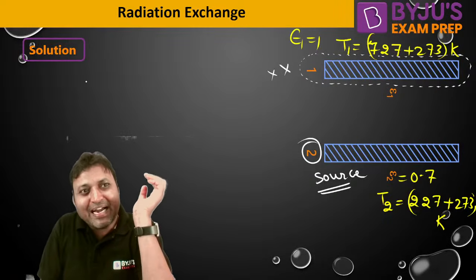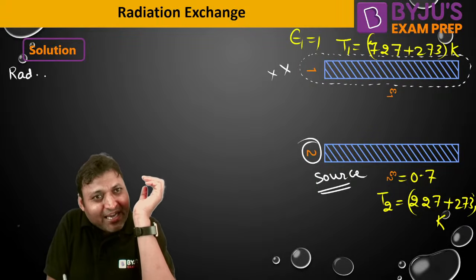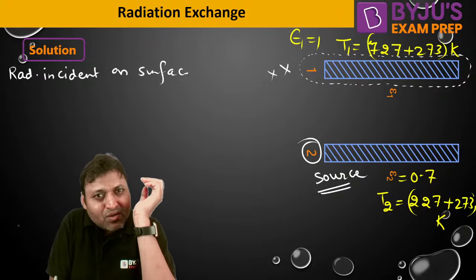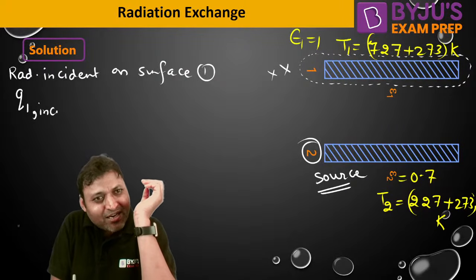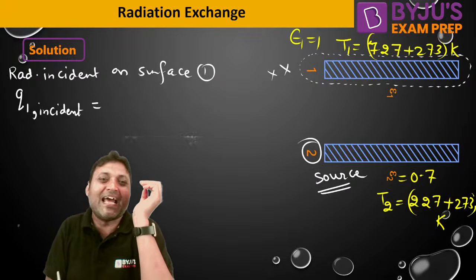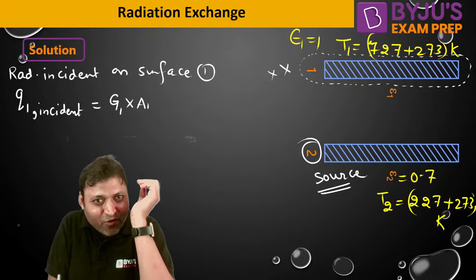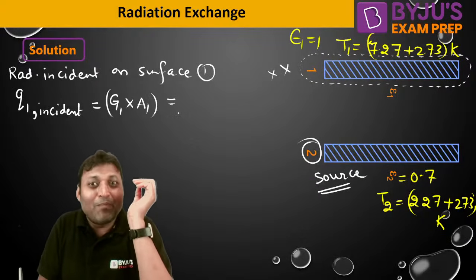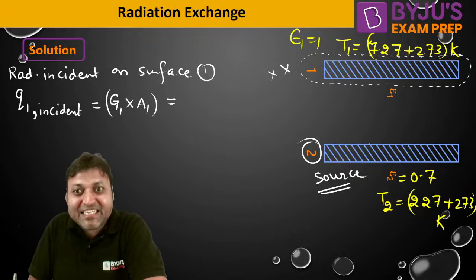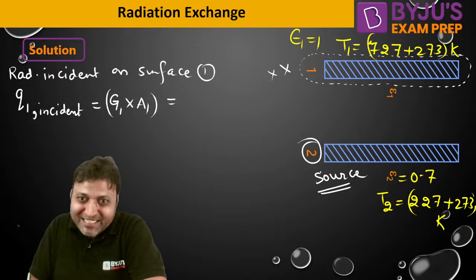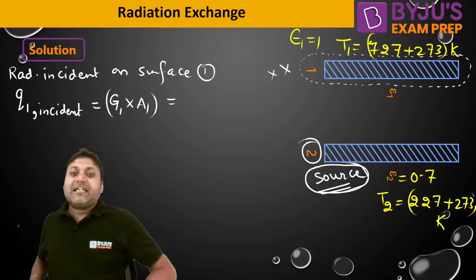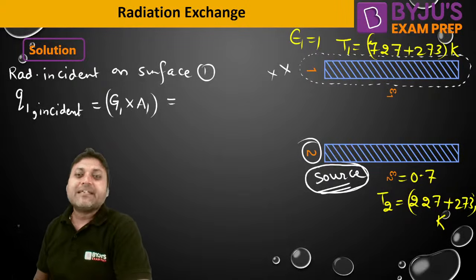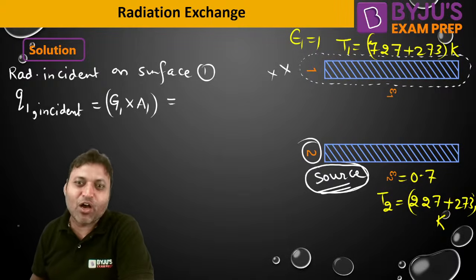If we want to find out the radiation incident on surface 1, Q1 incident, that is equal to G1 into A1, isn't it? That will be defined by the radiation emitted by surface 2, because this will be the source of radiation. So the irradiation for surface 1 depends on the temperature of surface 2, the surface condition of surface 2, and the material of surface 2.